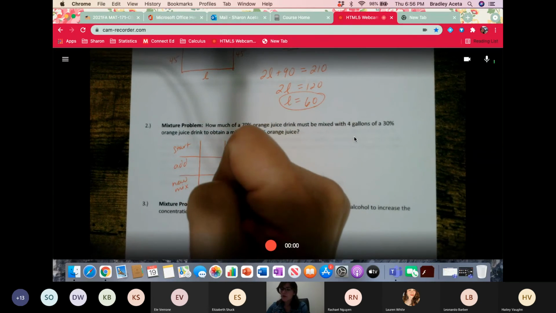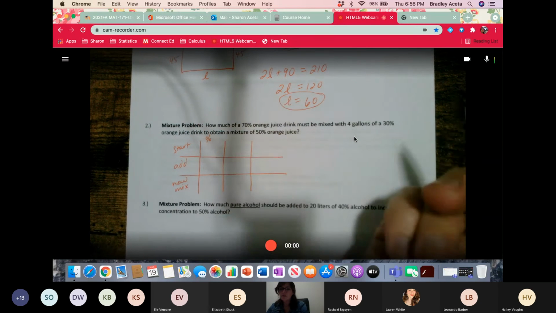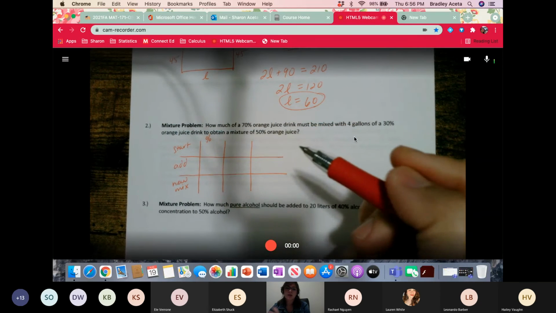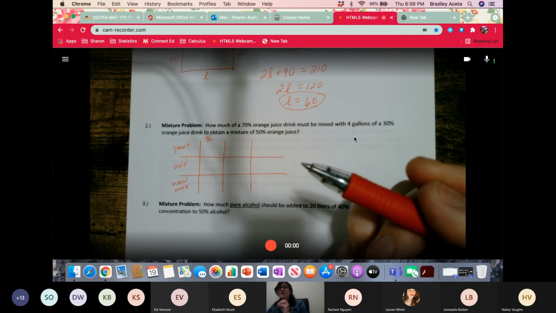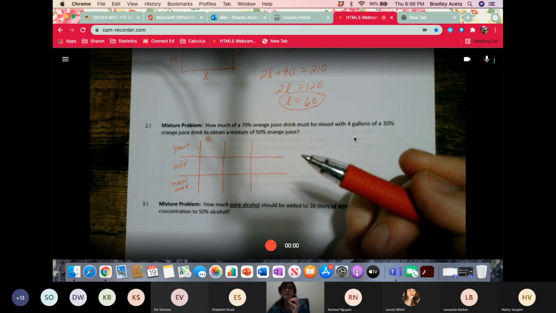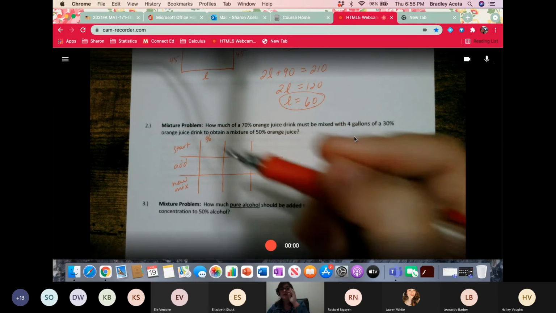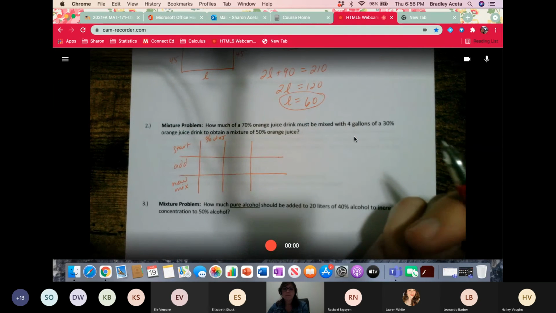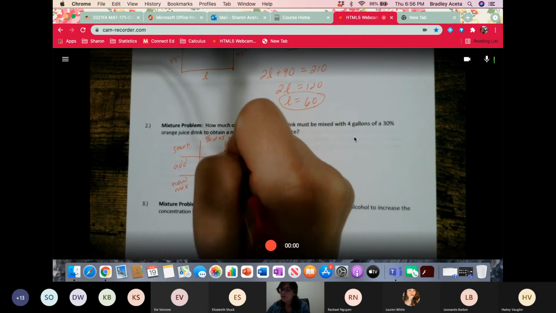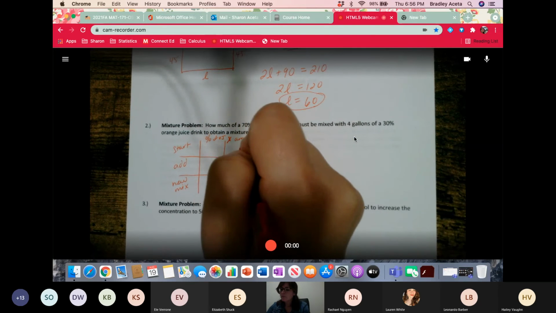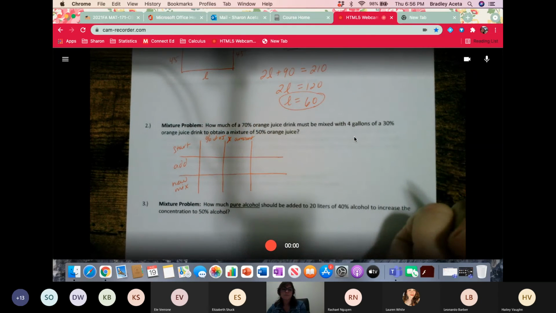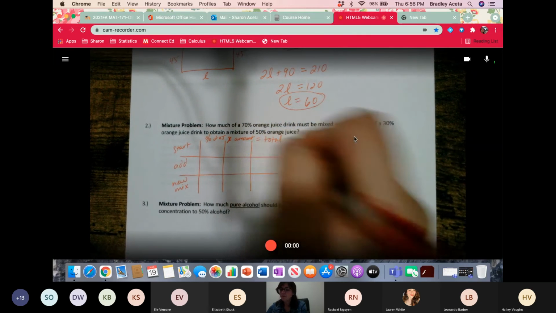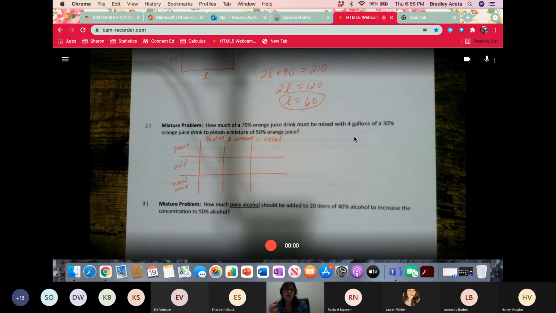In this first column, it's the percentage of whatever. In this case, it's percentage of orange juice. Maybe it's percentage of alcohol. Maybe it's the percentage of an acid solution. So in this case, we want percentage of orange juice. Then you're going to multiply that by an amount. How much of that do you have? And then this column is going to be your total. And from that last column, we're going to write an equation.